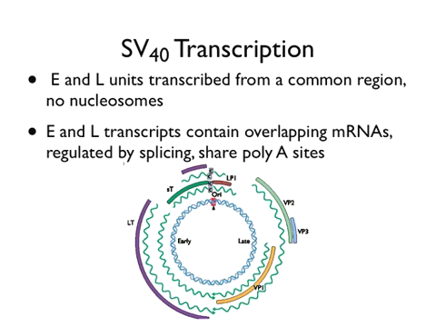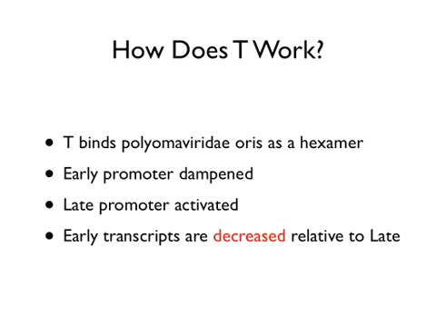Similarly, the late transcription units encoding structural proteins VP1, 2, and 3 are encoded by RNAs that also overlap, and they are derived by splicing. So it's splicing that allows for expression of various early and late SV40 transcription units.